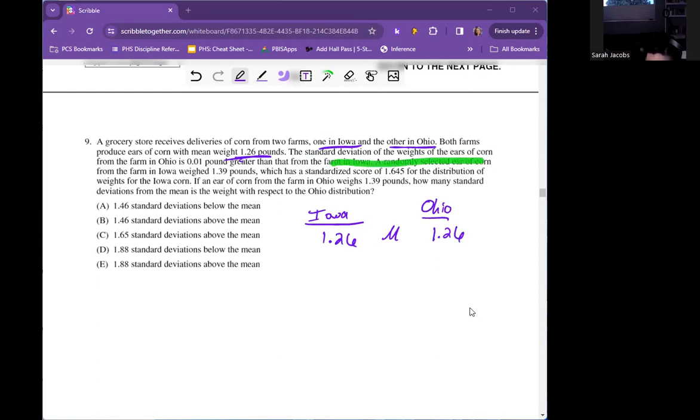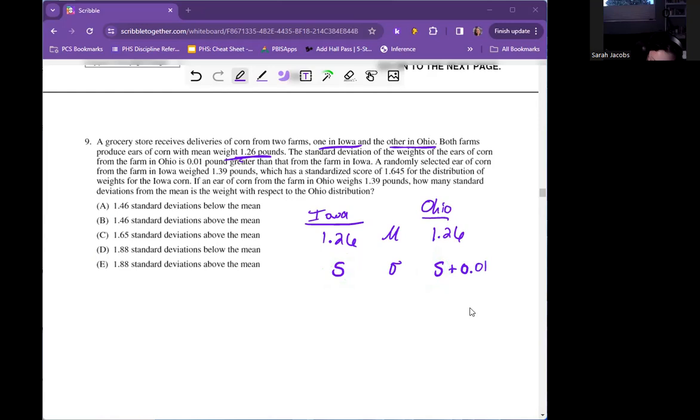The standard deviation of the weights of the ears of corn from the farm in Ohio is 0.01 pound greater than that from the farm in Iowa. Okay, so there is some standard deviation. And I'm just going to say that this is that standard deviation plus 0.01. So we don't know what this S is yet, but we'll get there.